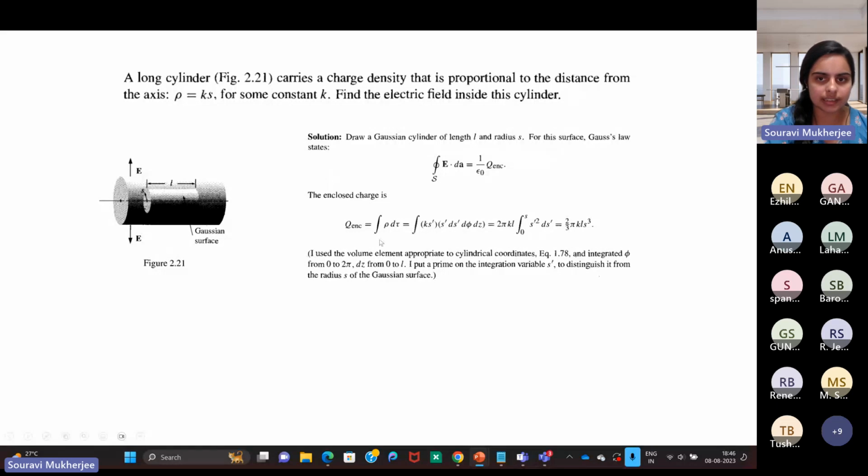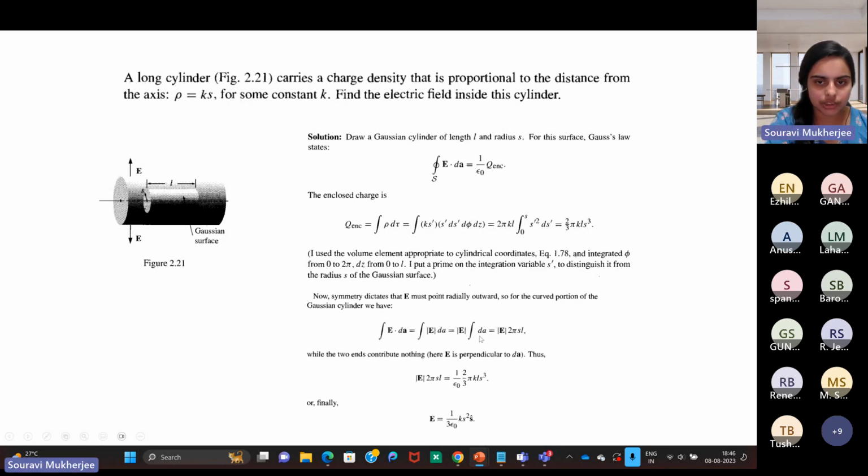So this is your cylinder that you have considered. This is a Gaussian cylinder of some length L, and s is your radius. Now Q enclosed would be rho d tau. This is your volume element for cylindrical coordinates. If you put that in, this is the expression you get for the charge enclosed within this small Gaussian cylinder, right? And then the electric field is pointing radially outward, so the curved surface would contribute to your integral.